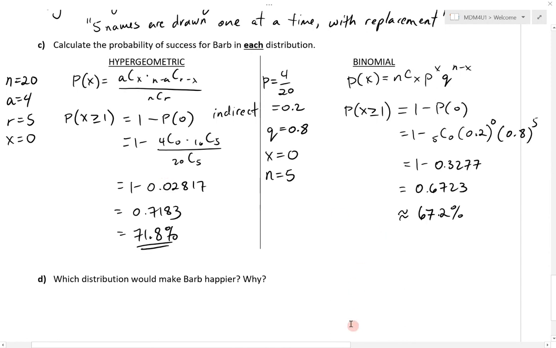And that ends our lesson for this section, our last section of Chapter 4.